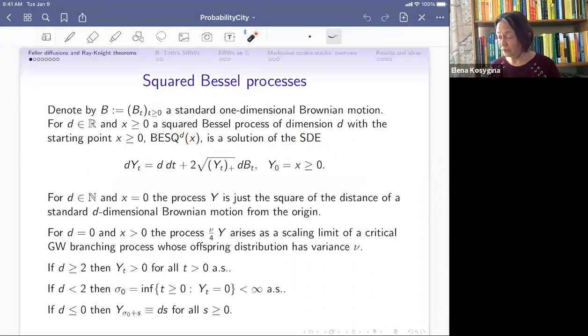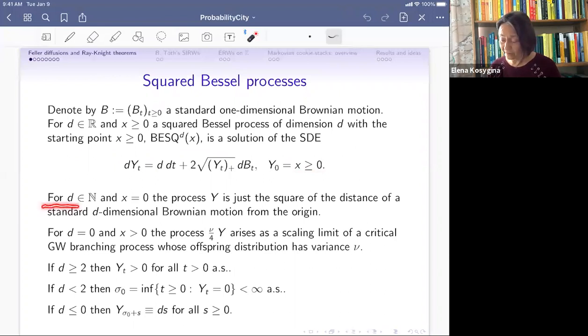I know that some of you are used to having an absolute value. For all our purposes, this will make no difference. The only difference is that when the dimension is negative, this particular definition, after the first hitting time of 0, becomes degenerate. With absolute value, the situation is different. But we will always stop our process if the dimension is non-positive upon the first hitting time of the origin, so that difference will not matter. And this process will be called squared Bessel process of dimension D starting at X.